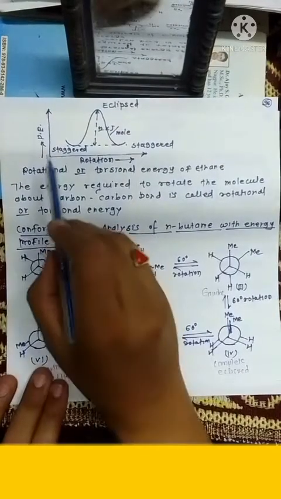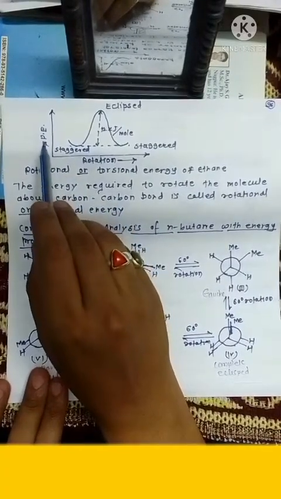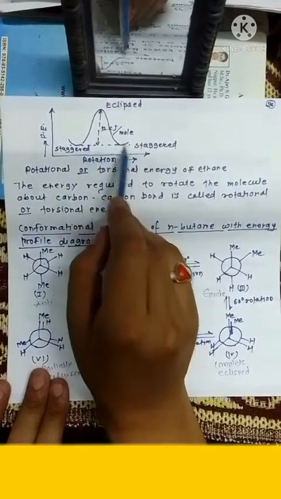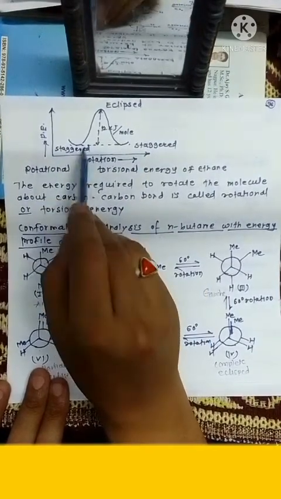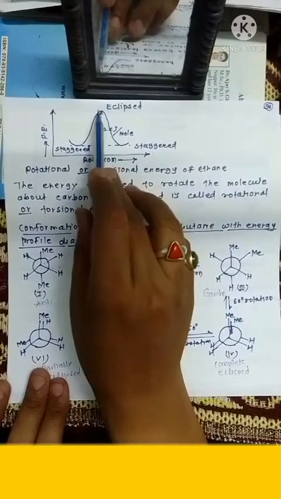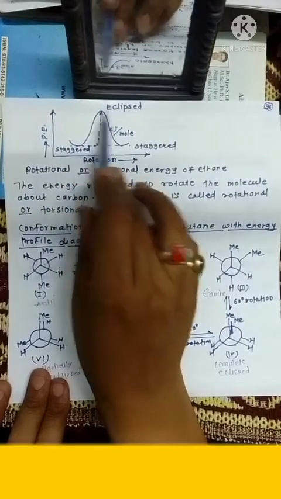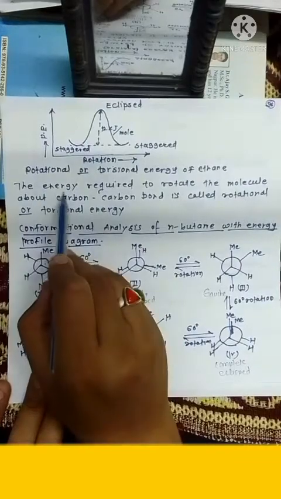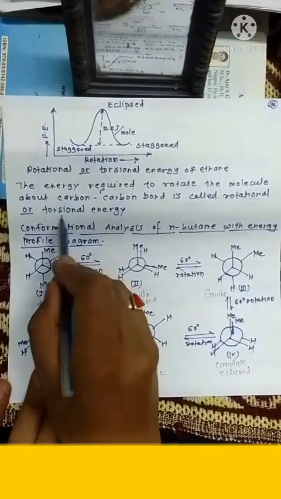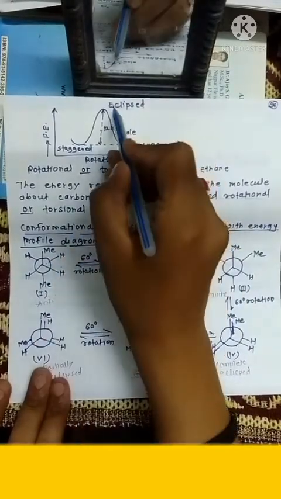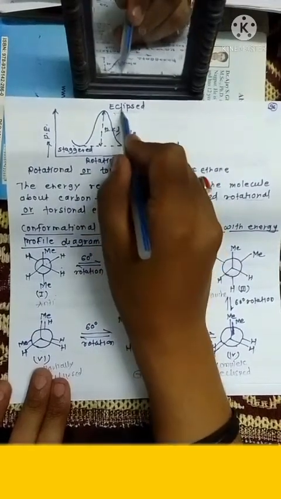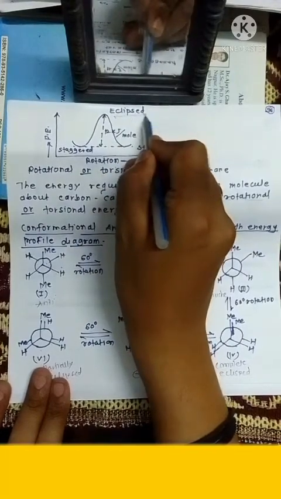So just see here, the y-axis denotes potential energy, the x-axis denotes rotation. From this diagram we can clearly see that the staggered conformation possesses low potential energy, while the eclipse conformation of ethane possesses the highest amount of energy. The energy required to rotate a molecule about the carbon-carbon bond is called rotational or torsional energy. It is important to note that the eclipse conformation has the highest energy. That's why the eclipse conformation is the least stable.